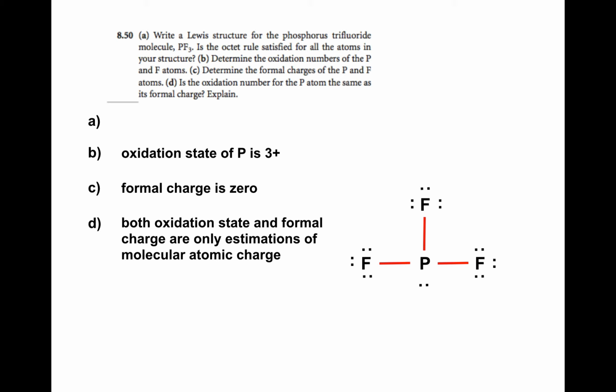Both the oxidation state and the formal charges are only estimations of atomic charge in the molecule. So again, we look at this as complete transfers, even though it's a sharing situation, where the electrons go to the more electronegative element. So we're trying to get at where the charge is in this compound.